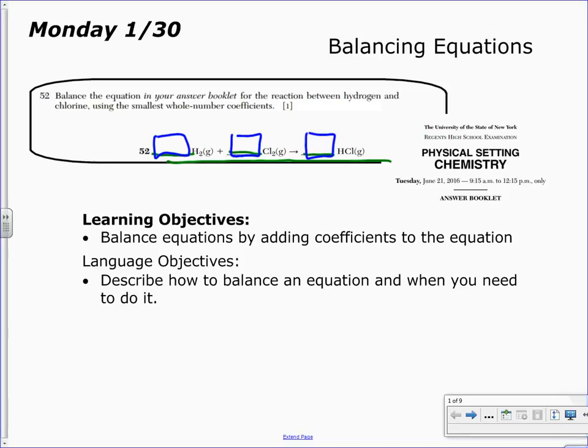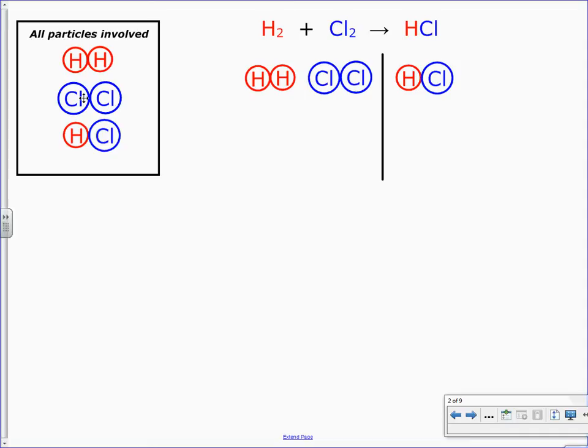So we have the same reaction written out here, and to allow you to see it a little better, we have all of the molecules involved underneath the reaction. We also have it color-coded, so the hydrogens are all in red and the chlorines are in blue. In this reaction, hydrogen comes together with chlorine to form HCl. Looking at the molecules below, it looks like we have a problem, because here there are two hydrogens, and here there's only one hydrogen. And here we have two chlorines, and here we only have one chlorine.